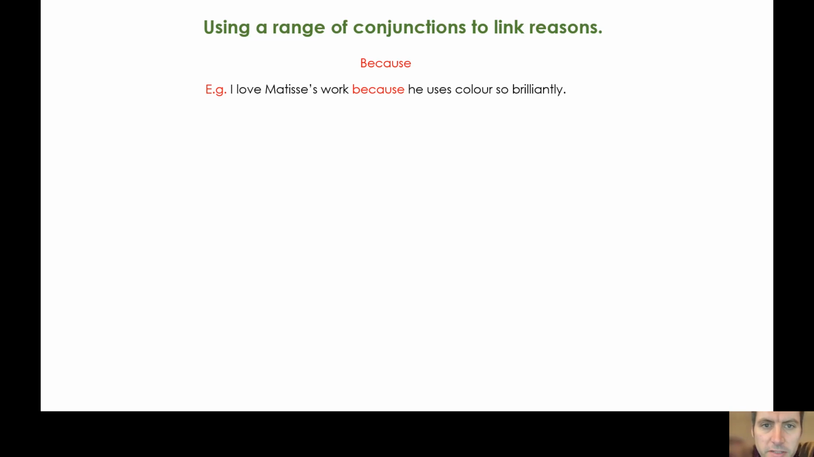Okay, so the first one we've got is because. So I love Matisse's work. Matisse is an artist. I love Matisse's work because he uses colour so brilliantly. So the reason there that you love it is that his use of colour is brilliant. Okay, so we've got that conjunction because within the middle of the sentence.